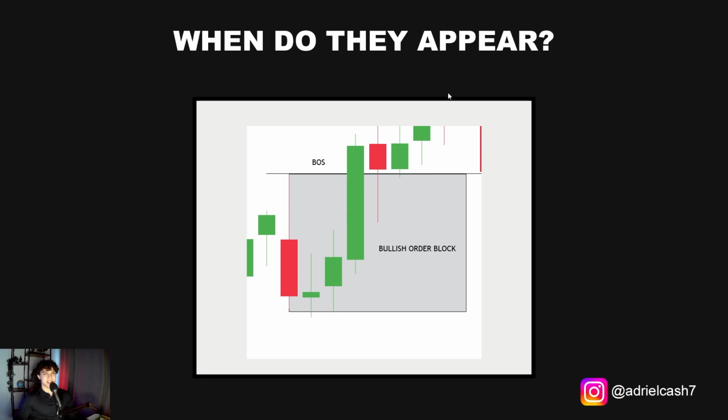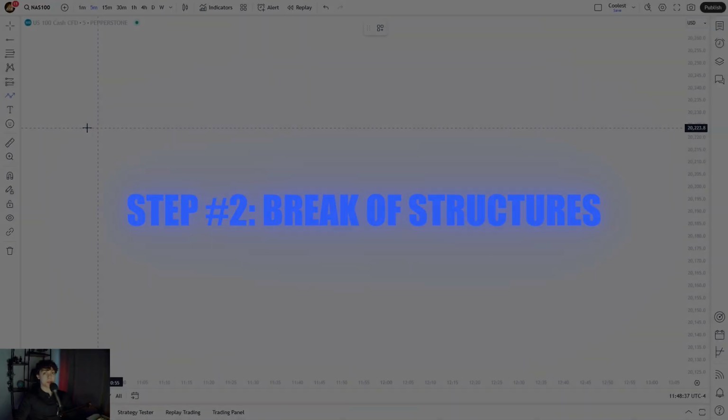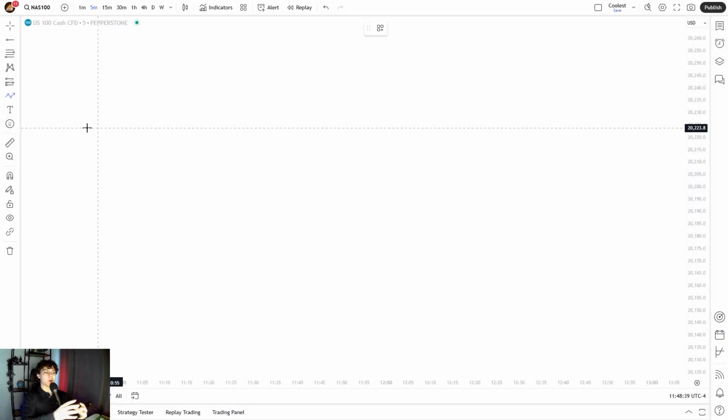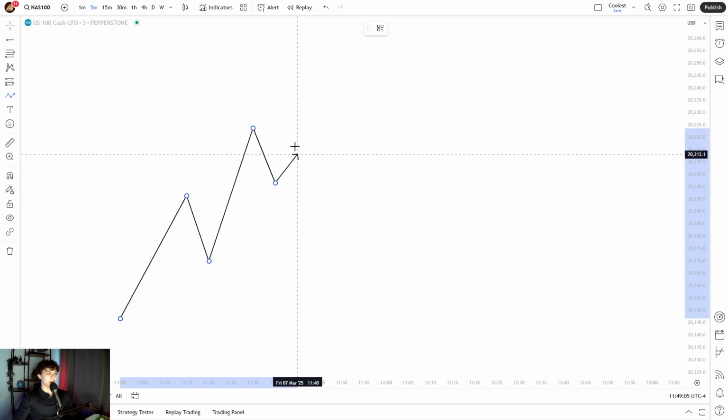But obviously we have to understand what a break of structure is. I'm going to show you quickly in the markets. In order to understand what a break of structure to the upside or downside is, we first have to understand what a market trend is, because market trends are like the lifeblood of the market. That's how the markets are built. First of all, we have the uptrend. An uptrend always moves like this. It goes in higher highs, higher lows, higher highs, higher lows, higher highs, right?